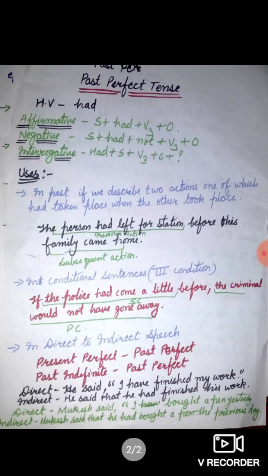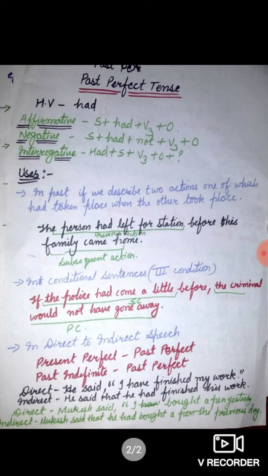It means what had already taken place is written in past perfect tense, and the other which took place, meaning the doctor came after the death of the patient, is described in past indefinite. There is another example which is given on the screen. The person had left for station before his family came home.